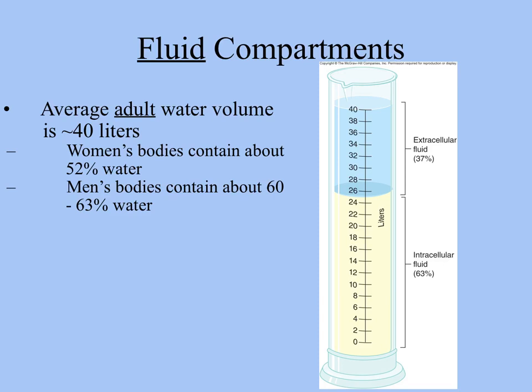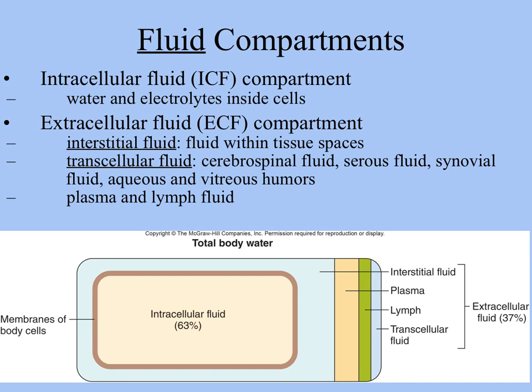When we talk about fluids, we are referring to water and everything that's dissolved in the water, hence the term fluid. And the average adult contains about 40 liters of water. There's a higher percentage of water in men's bodies because of the muscle mass versus female bodies because of increased adipose deposition.